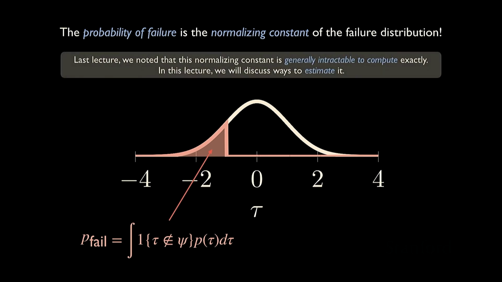And we just finished talking about how this normalizing constant is generally intractable to compute. Exactly, and that was why we had to go through that whole business of trying to sample from the failure distribution. And so in this lecture, we're going to talk about ways that we could go about estimating what that denominator is, or in other words, what the probability of failure is.